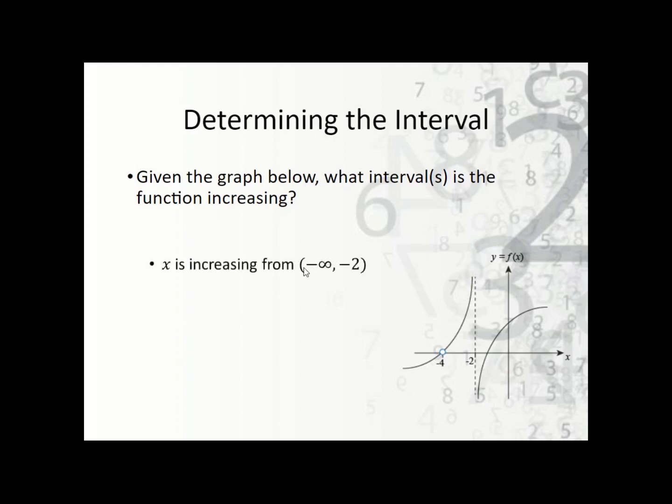So from that, we can state that from negative infinity to negative 2, it is an increasing function. Now, likewise, it's going up here as well. So from negative 2 to positive infinity, we are also increasing. So we have two increasing intervals for this function.